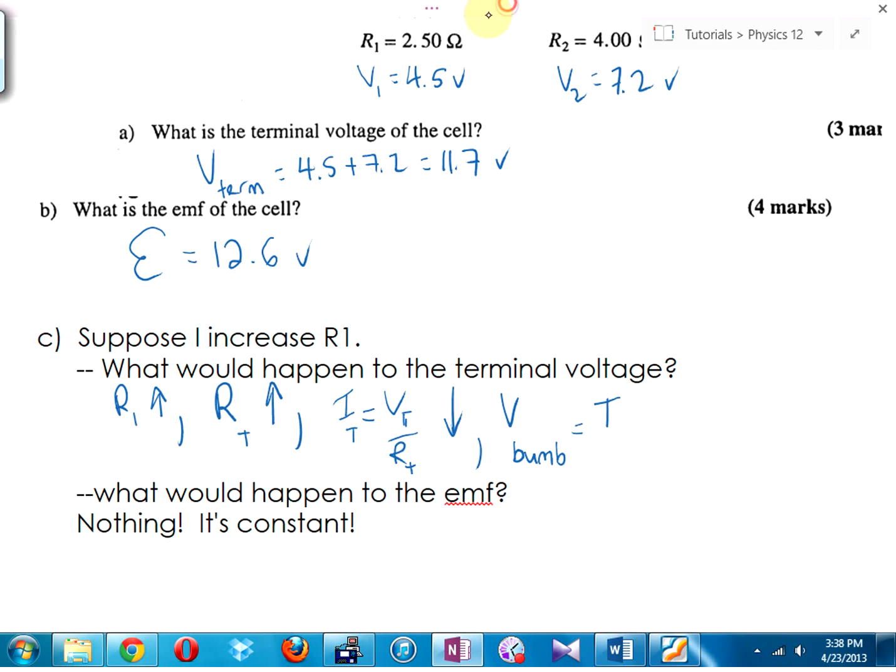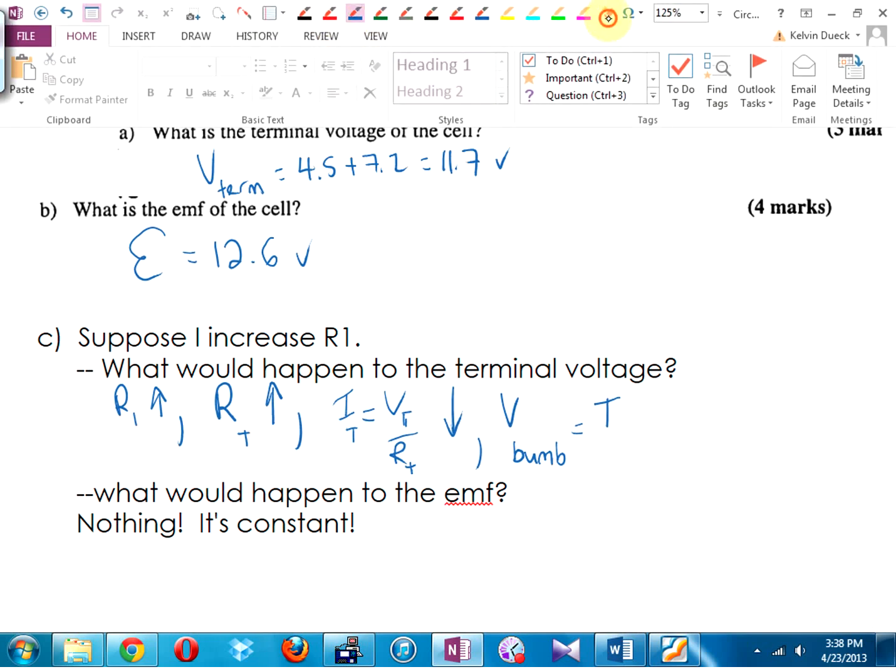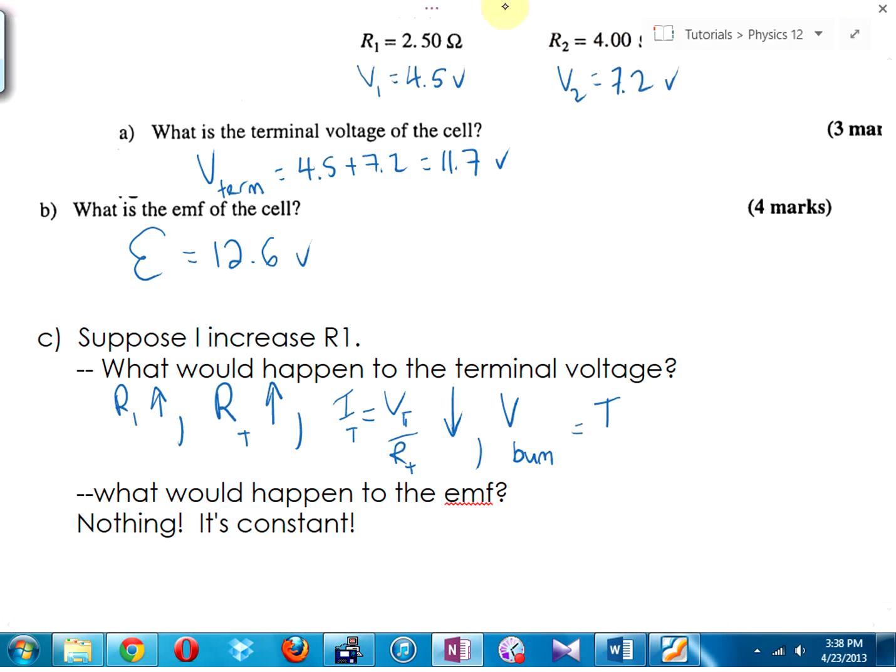Why am I spelling bump like dumb? Good gosh, there's a Freudian slip. You say one thing, but you mean another.